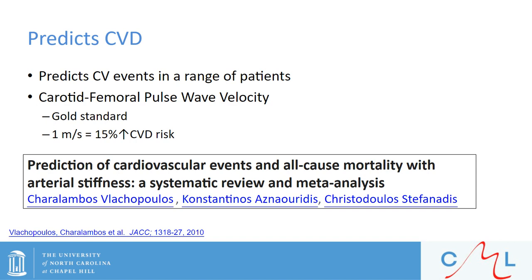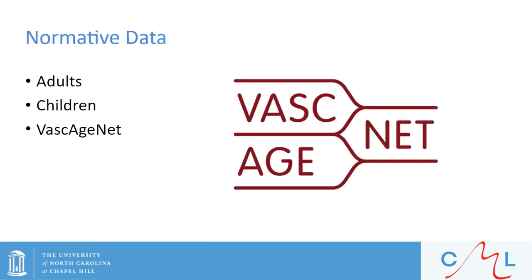As I said, carotid femoral pulse wave velocity is the most widely used. This is widely considered the gold standard, and a meta-analysis by Vlachopoulos, I'm sorry if I mispronounced that, found that for a 1 meter per second increase in pulse wave velocity, there's a 15% increased risk in cardiovascular disease. And we also have normative data available for adults and children, and VascAgeNet is currently consolidating all of the literature.